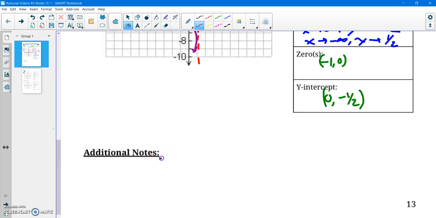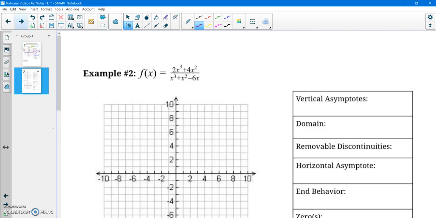Maybe put a little additional note here if you want about removable discontinuities. In other words, holes in your graph. If you jump to this one, I'm going to pause and I want you to get started, and then you can unpause and see where you're at. So why don't you start doing some of this? When you get stuck, unpause.